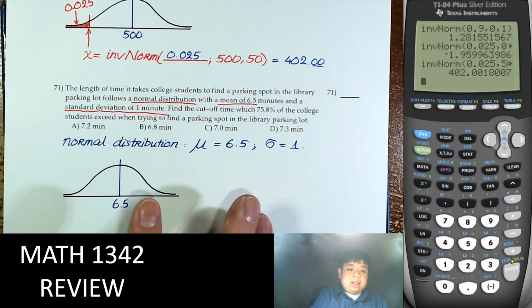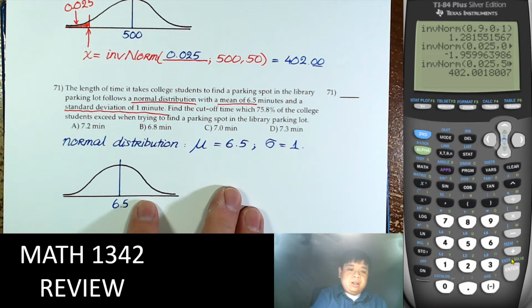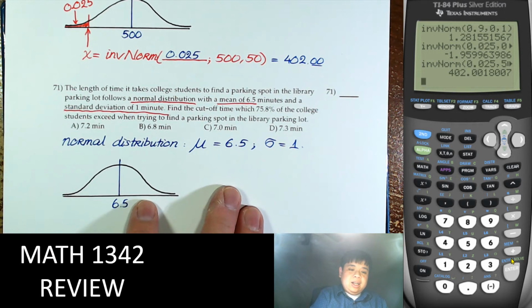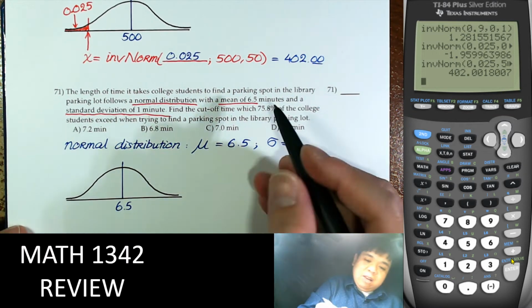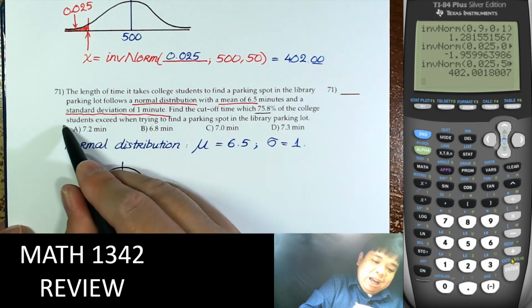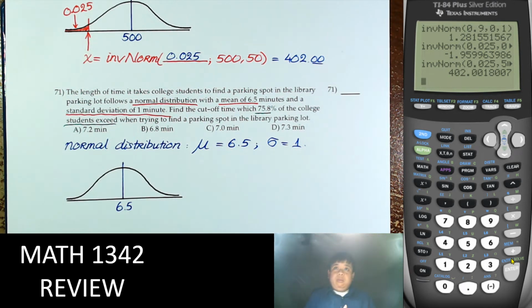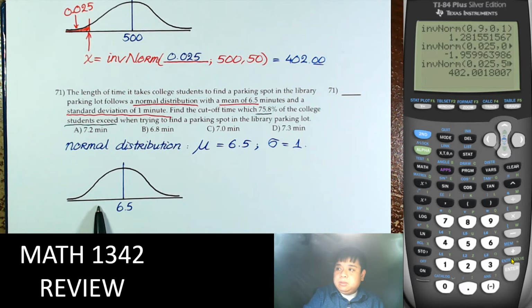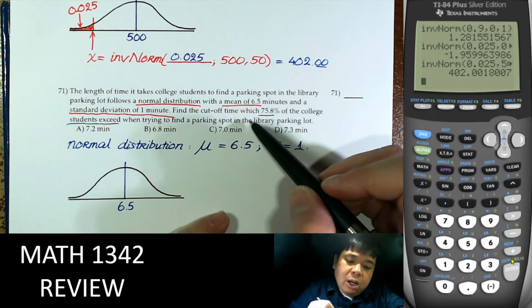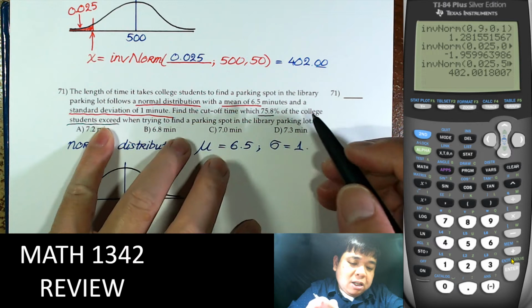If it is more than 6.5, then that would be worse. And we want 75.8% of the students to exceed, so 75.8% of students will be more than that. So in that case, we have to set up in this area, with 75.8% of college students exceeding.